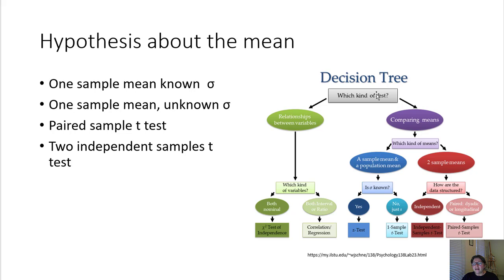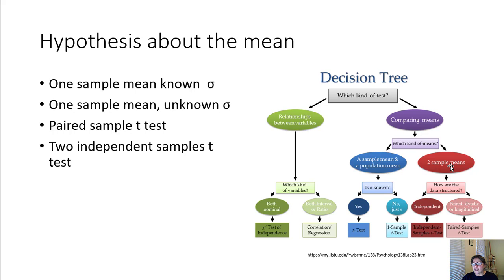Now in this slide, I have shown you some hypothesis testing scenarios. When you want to decide what kind of test you need to do, if you're comparing means, then which kind of means? Is it one sample or two sample? Is sigma known or unknown? If it's known, you do a z-test. If it's not known, you do a one sample t-test.